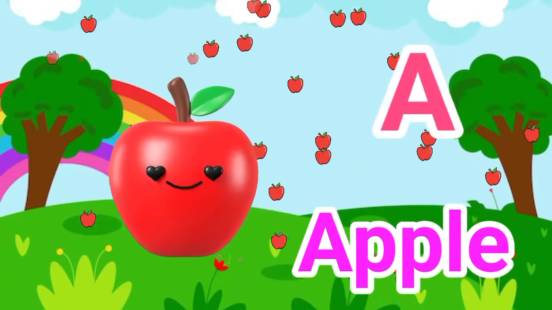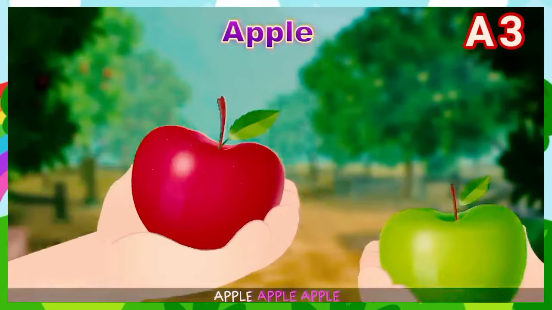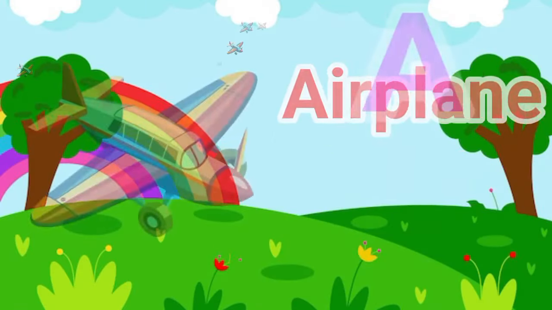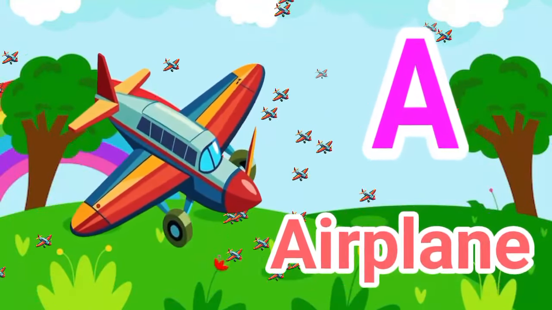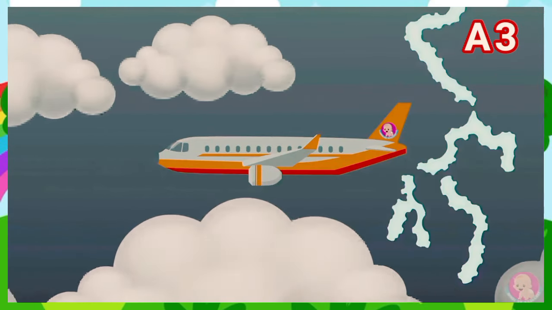A. A for apple. Apple means save. Apple, apple, apple. Round. A for airplane. Airplane means vayuyan. Uchai pe udta hai, bijli se nahi darta.